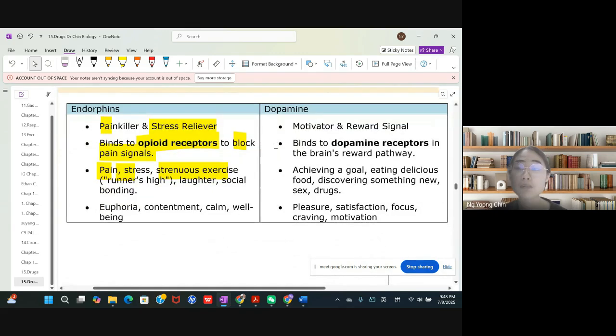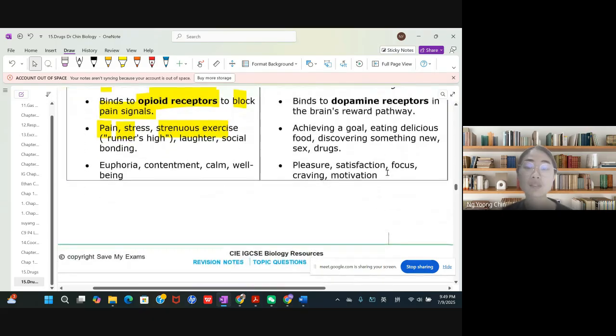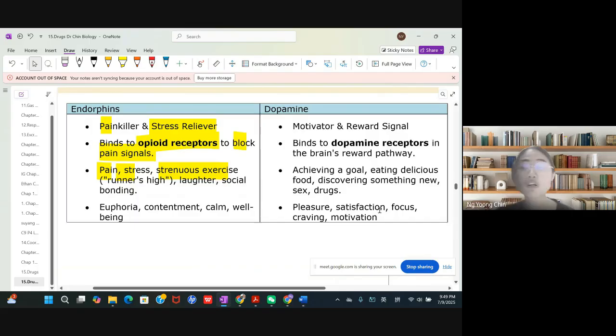Okay, so dopamine is a motivator, a reward signal. It binds to the dopamine receptor on the brain reward pathway. So dopamine is naturally secreted when you achieve your goal. For example, you score a very good result in your exam. You feel very happy, right? So you secrete the dopamine. Or you eat a delicious food, or discover a new hobby. So it gives you pleasure, satisfaction, focus, creativity, and motivation.